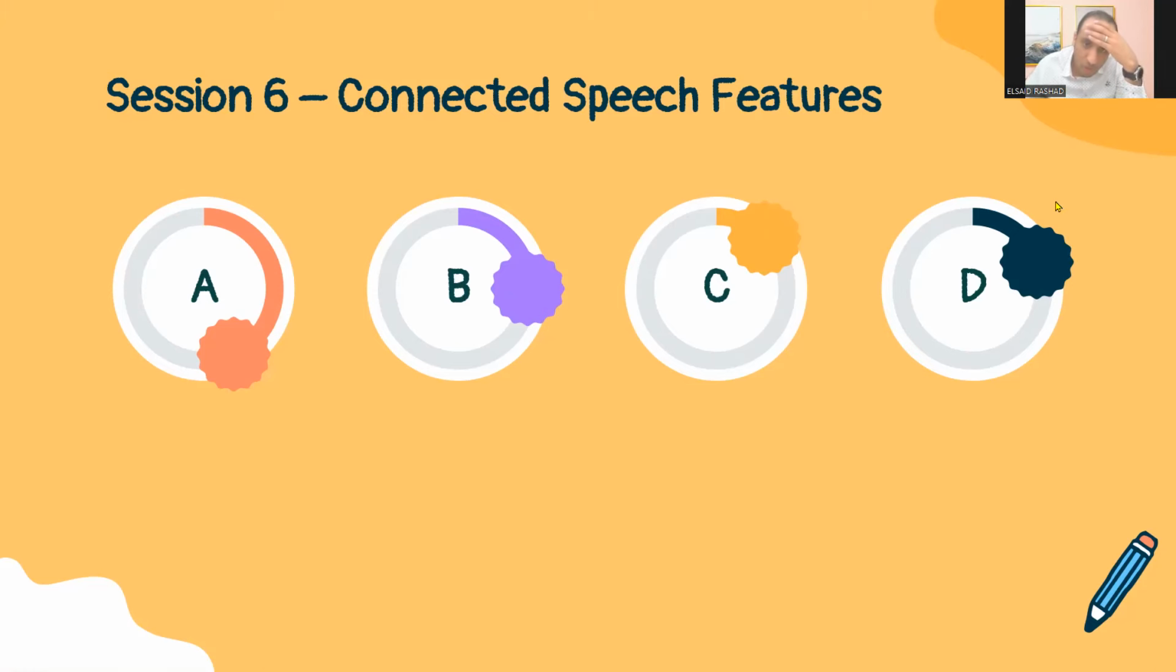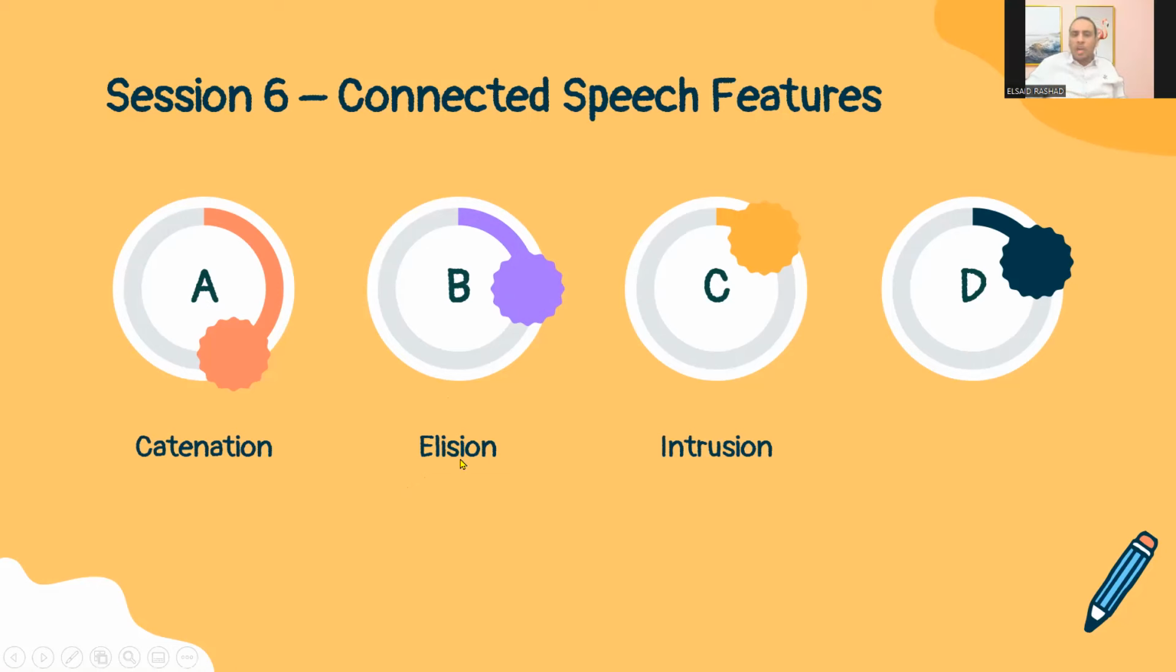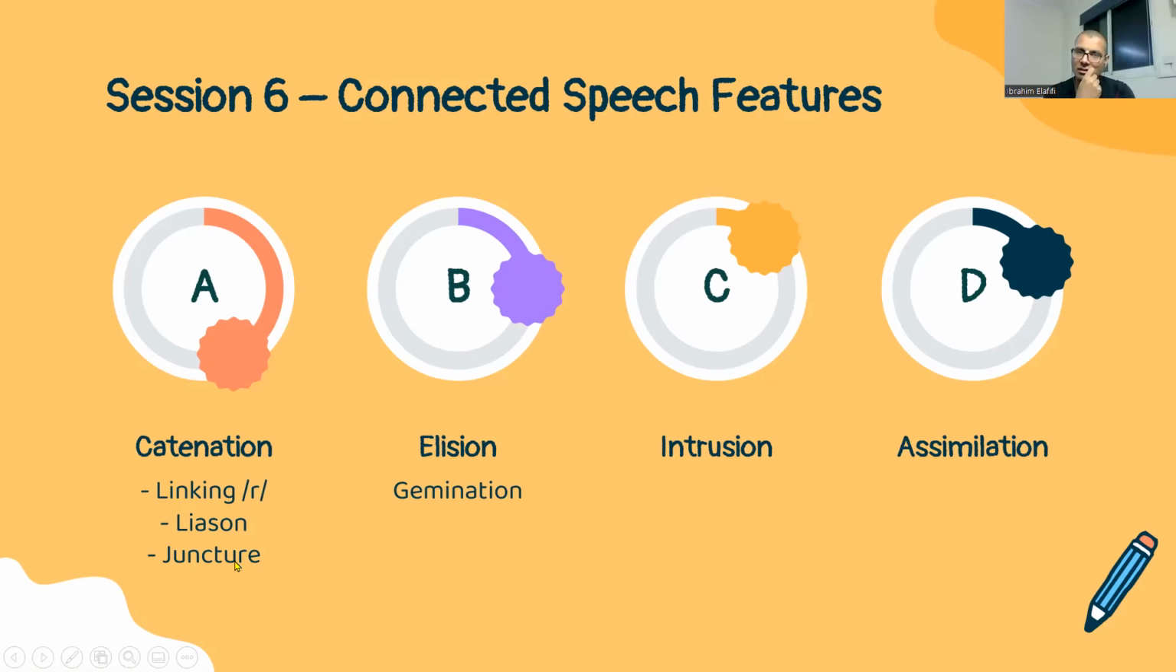So in the connected speech features, what do you think we're going to talk about? Assimilation, linking, catenation, elision, intrusive sounds. Basically we have catenation, which is linking. We have elision, which is disappearance or loss of sounds. And we have intrusion, which is addition of some sounds. This one is loss of sound. This one is addition of sound. This one is linking of sound. This one is a changing of sound. So we have linking, liaison, juncture, and here we have gemination. You know, juncture is like what?